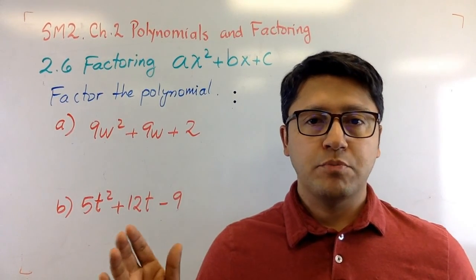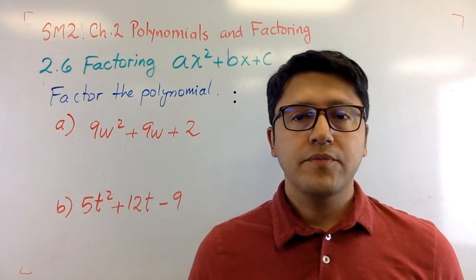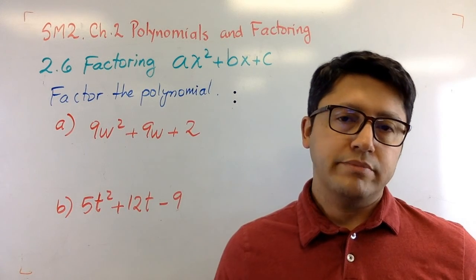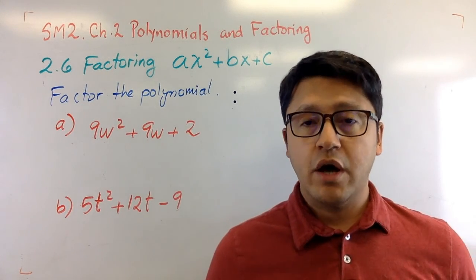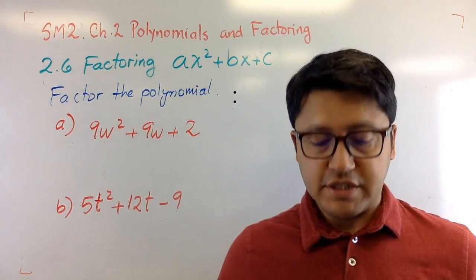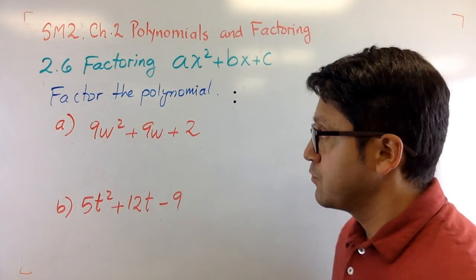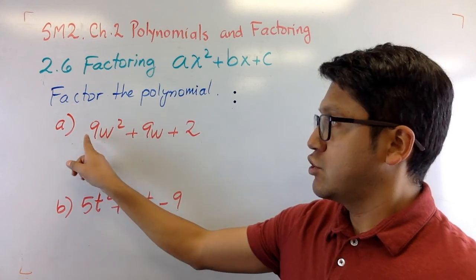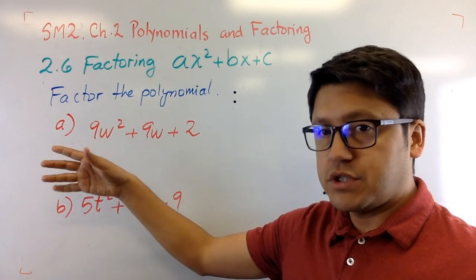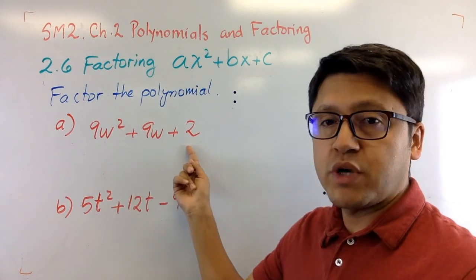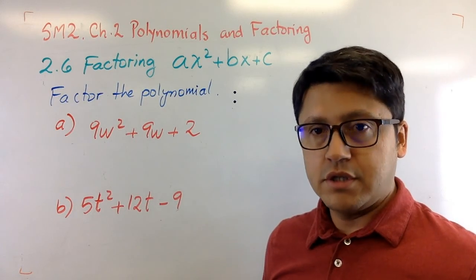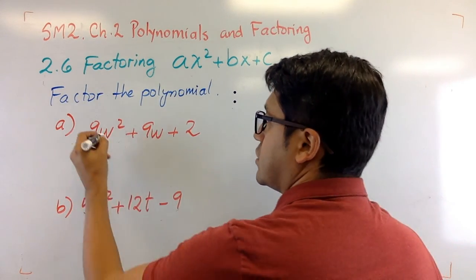Alright, time for practice. Now we're going to do some exercises taking into account this technique of factoring this type of polynomials, specifically trinomials. So let's begin. In this case, the quadratic term has a coefficient of 9, which is different than 1. We have a linear term, we have a constant.